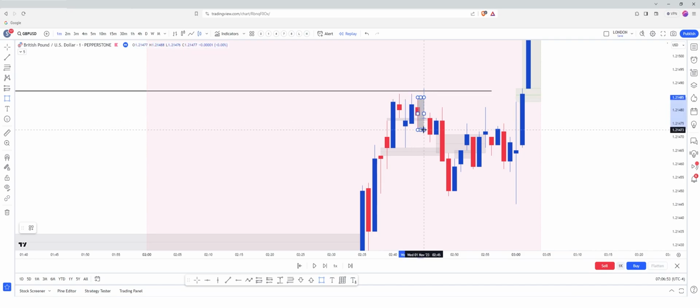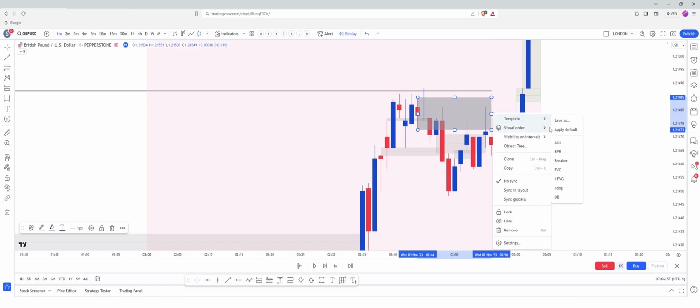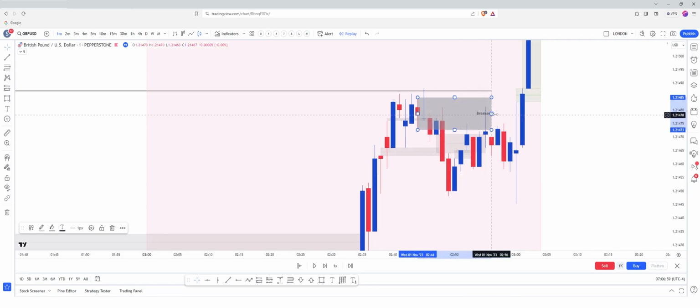So this would have been a breaker block. You can see this was respected. So price did come, it did tap this. We're coming into a new 15-minute candle. It did tap this, so there's potential that you could have gone into this.